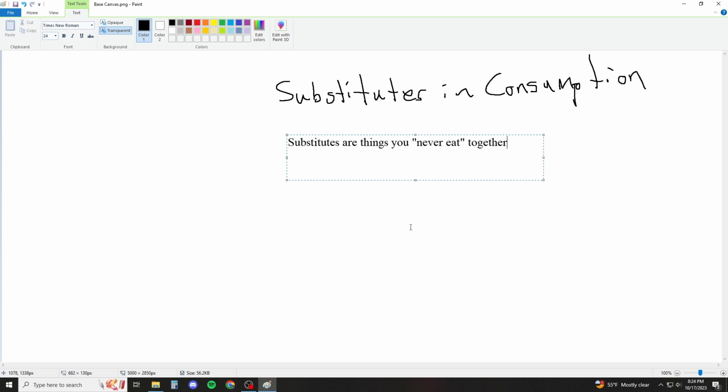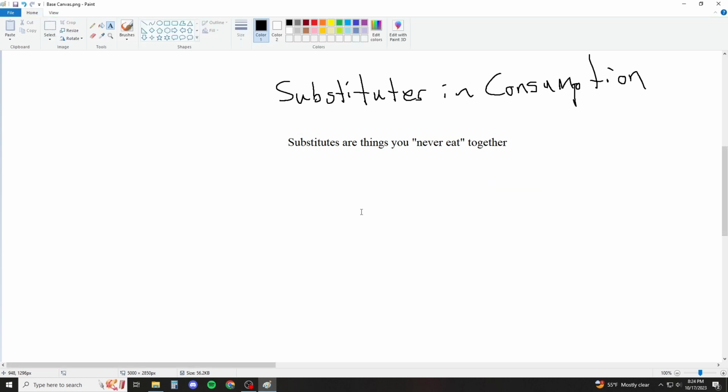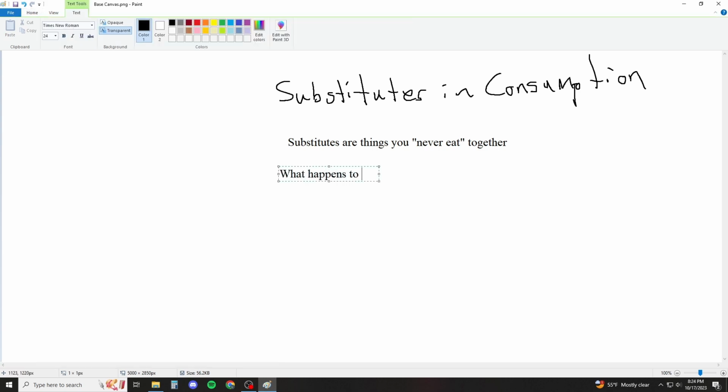You never see people double fisting their candy bars. They're like, I got a Milky Way and a Kit Kat, bro. Like, no, okay? You'll see people making fruit salads. It's like, oh, okay, they're complements now. But candy bars, you never see double fisters. If you are a double fister, you're living your best life, and I want to be like you. But things that you, quote, never eat together, right? Basically something you can use instead of the other. So what happens to demand of Kit Kats when the price of, what did I say, Milky Ways falls?